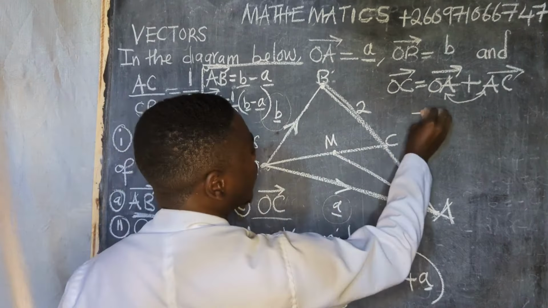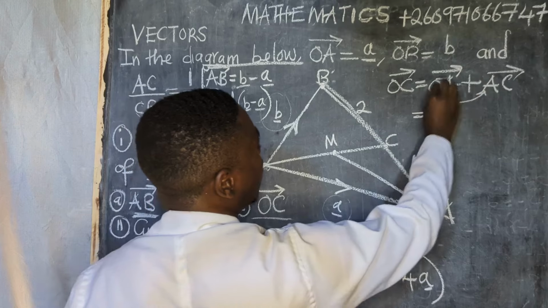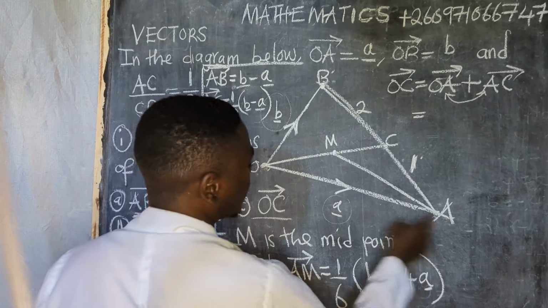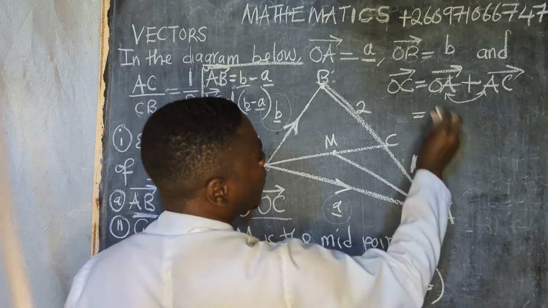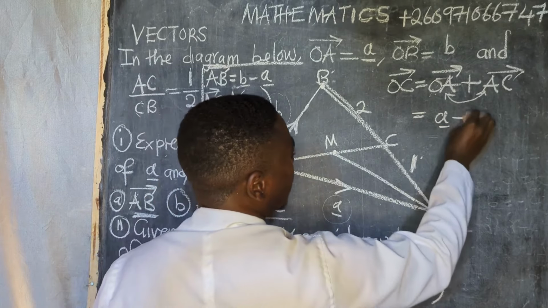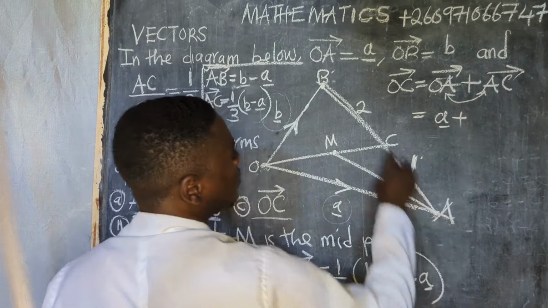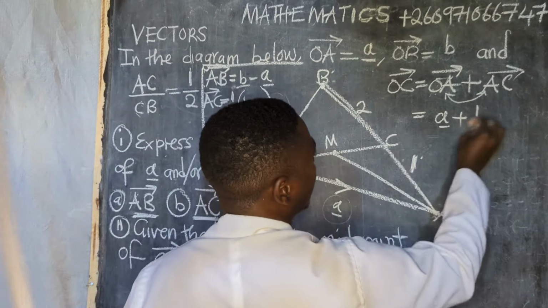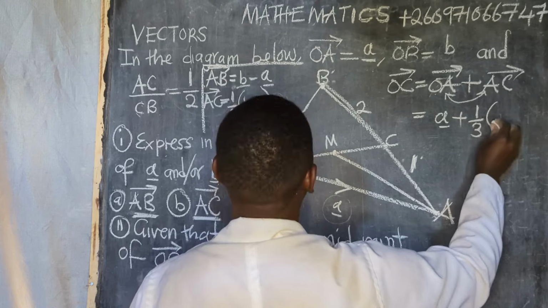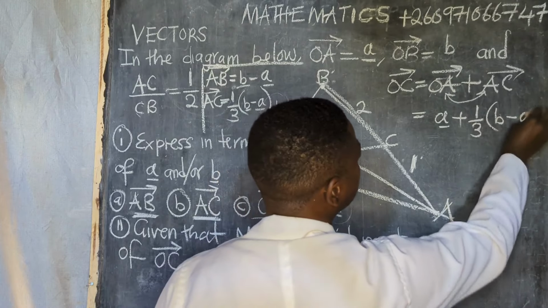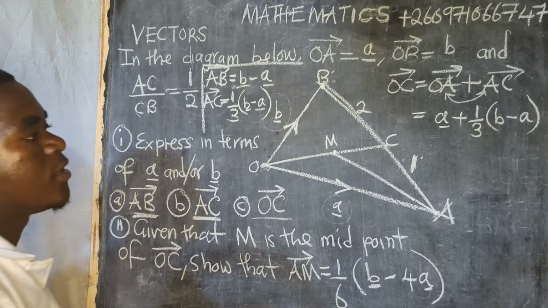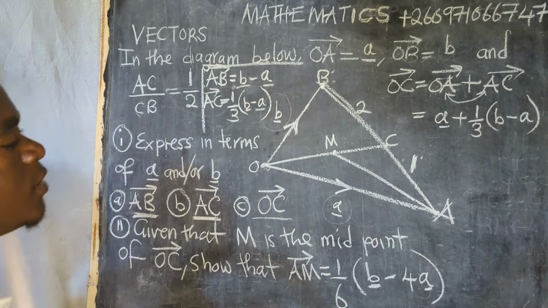So we say this is now equal to what? What is OA? Vector A. I put my vector A part, plus, what is AC? AC is the one that I just found. So this is A plus 1 over 3, then open bracket, B minus A. Like this. Then, when I see something like that, I need to expand this part.